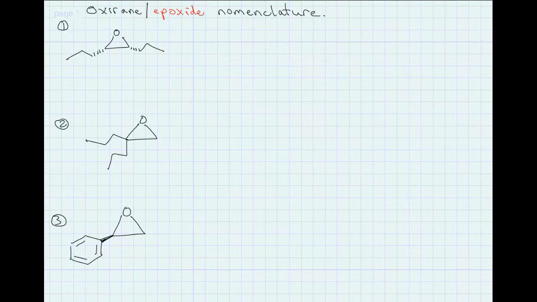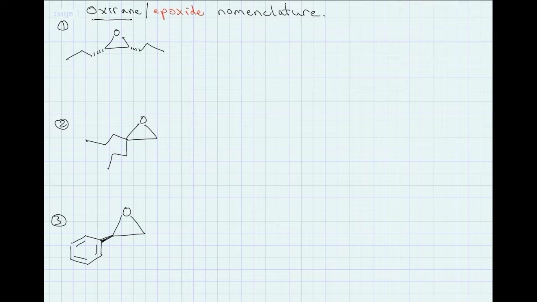Let's review a little bit of oxirane or epoxide nomenclature. So let's try to name these four compounds as oxirane. If we start with compound 1, whenever we have an oxirane, the three-membered ring containing oxygen in it, whenever we have two groups that are identical on each side of the oxirane ring at position 2 and position 3, so let me label that.